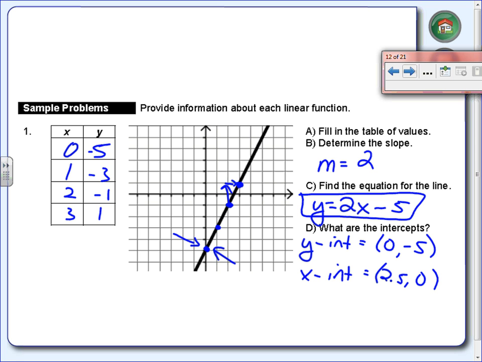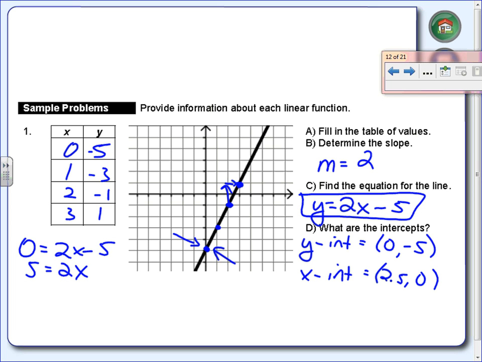I'm just going to show you real quick how that works. So again, it said plug in 0 for y and then solve for x. So I'm just double checking to make sure it is in fact 2.5. So let's solve for x. First thing I do is add 5. So now 5 is equal to 2x.